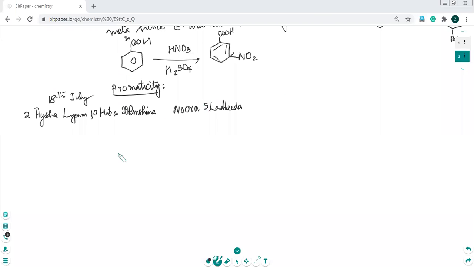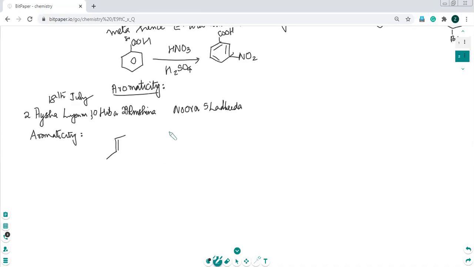how it is affecting the reaction of these compounds. Now let us briefly tell you what is aromaticity. Aromaticity. Now, suppose you have a compound like this. You have one double bond.